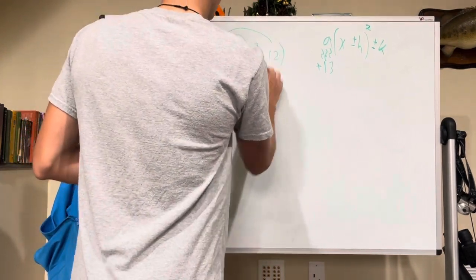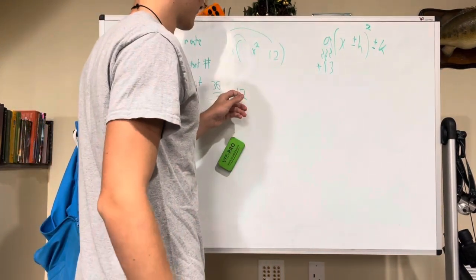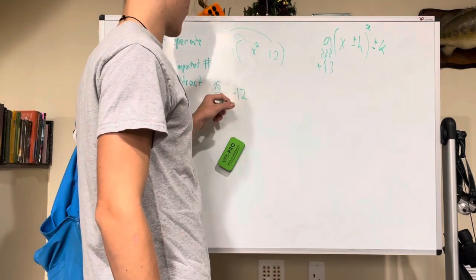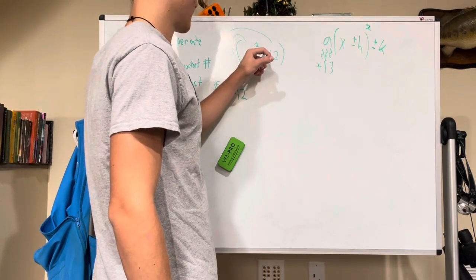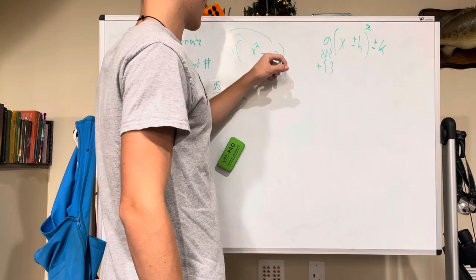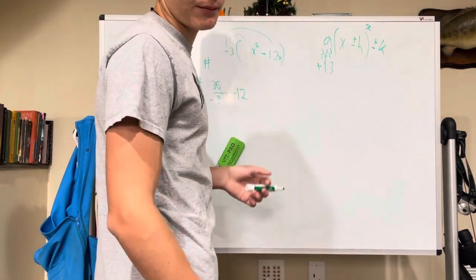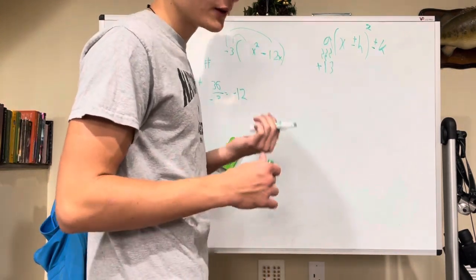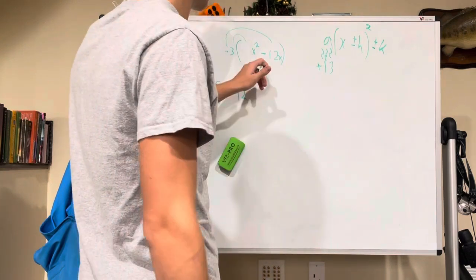Oh, hold on. Sorry, not plus 12, -12, because remember, that's what 36 divided by -3 is. It's -12. So -12x is what that originally positive 36x turns into.